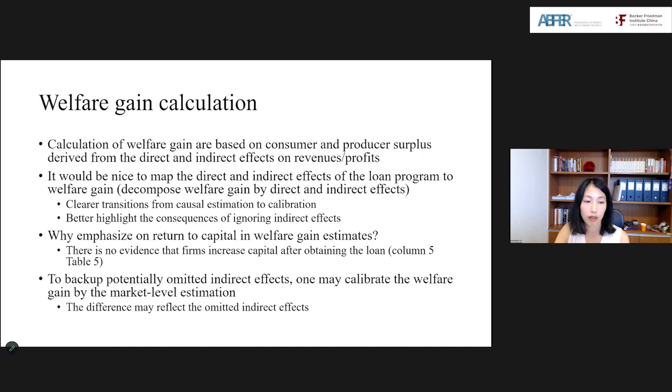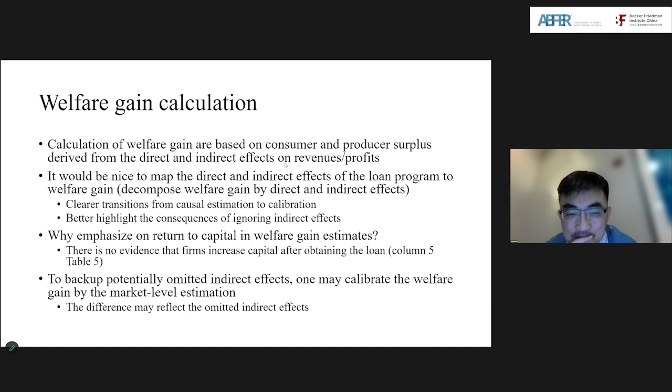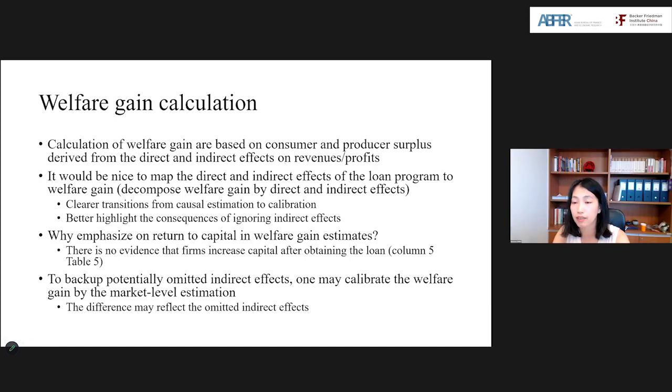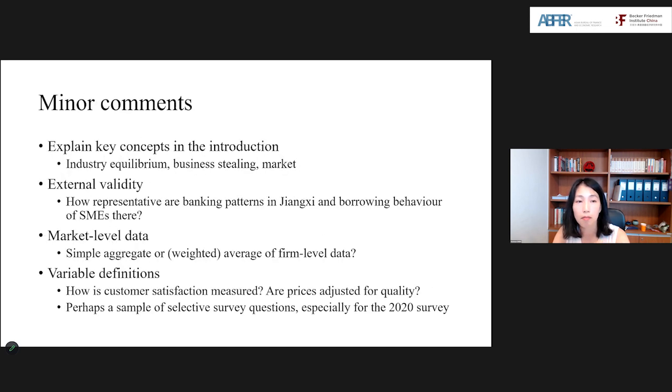Okay, so welfare calculation, again, this is more about the clarification. Maybe a mapping from direct and indirect effects to the loan program would be useful. And some minor comments: when I first read it, I was not quite clear about what the market is referring to, or what the industry equilibrium is referring to. So maybe some clarification on this would be useful.